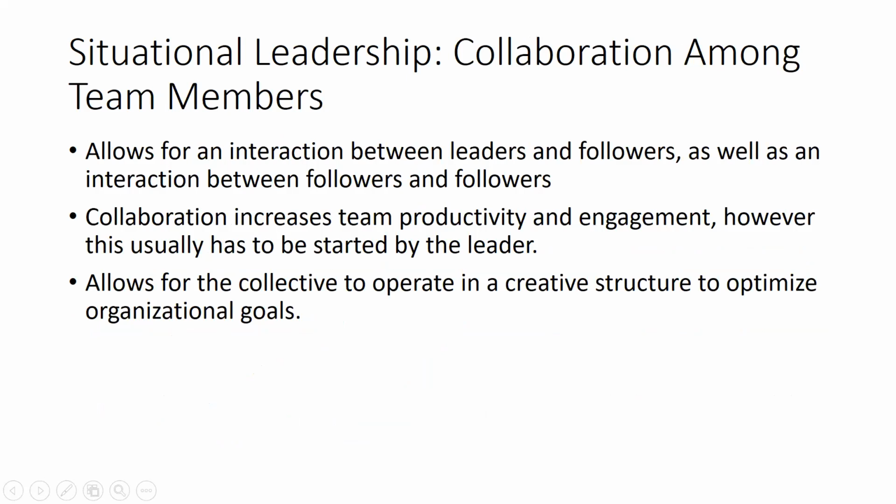What's the collaboration among team members? Now, this is where it starts to get interesting. It allows not only for an interaction, that dyadic relationship, which we'll talk about later, between the leader and the follower, but also interactions between the followers and another component or multiple followers. Situational leadership can be adaptive, not just from, you could say, a vertical movement, but on a horizontal level as well. Collaboration increases team productivity and engagement. However, this usually has to be started by the leader.